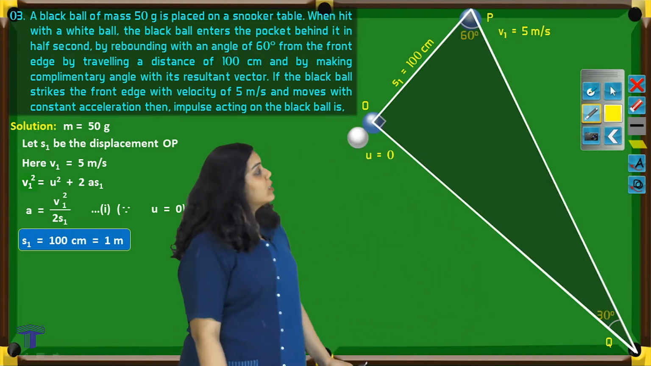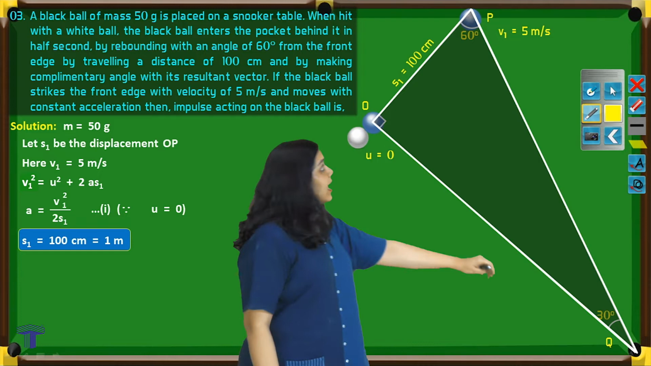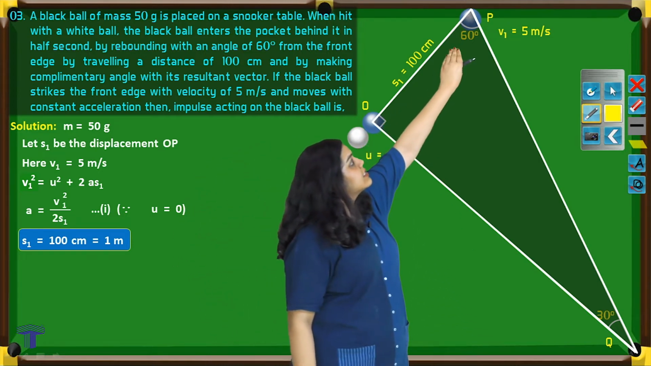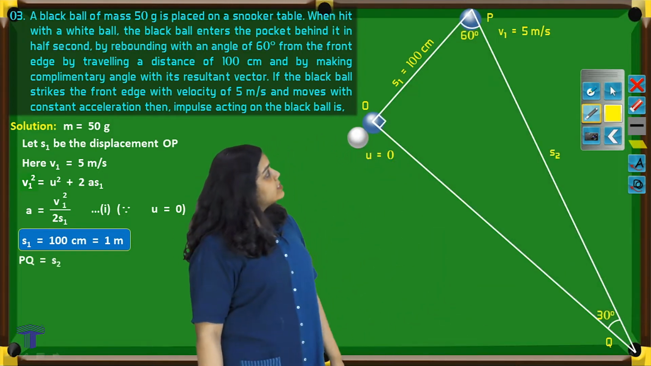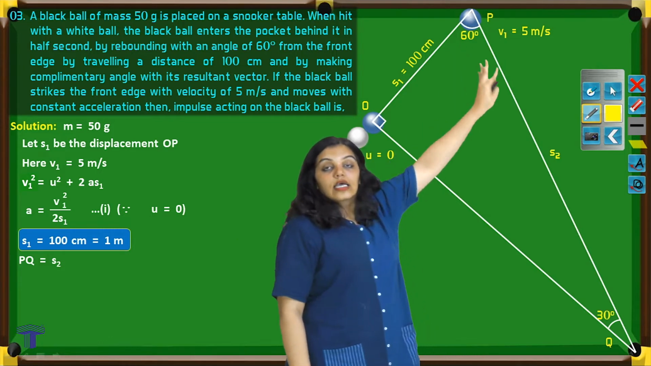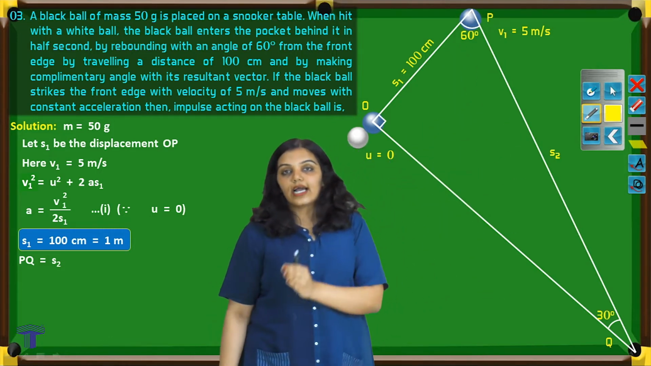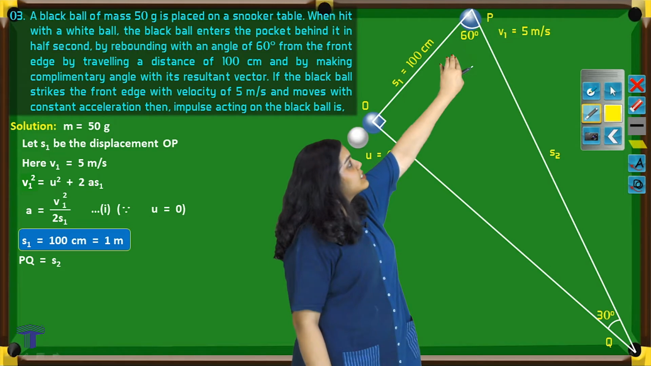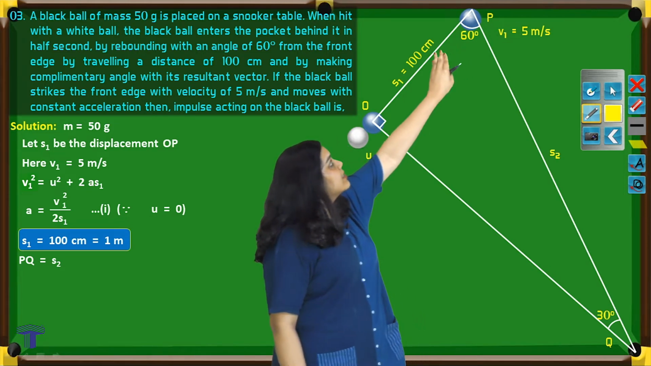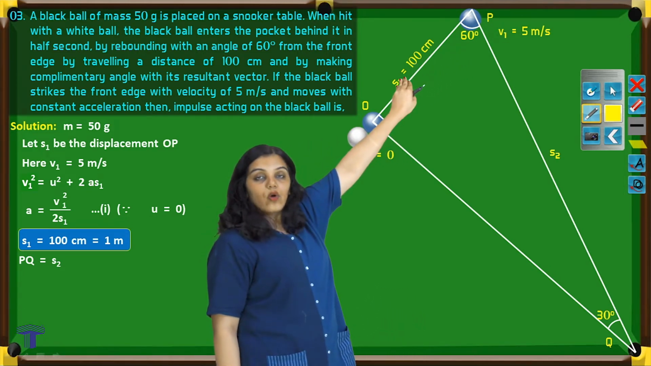Now I will take a look at the triangle. In this triangle, I will look at this angle, that is 60 degrees. And if I try to write down what is the cos of this angle, remember cos is adjacent upon hypotenuse. So what is the adjacent side? The adjacent side to this angle is 100 centimeters. And what is the hypotenuse?